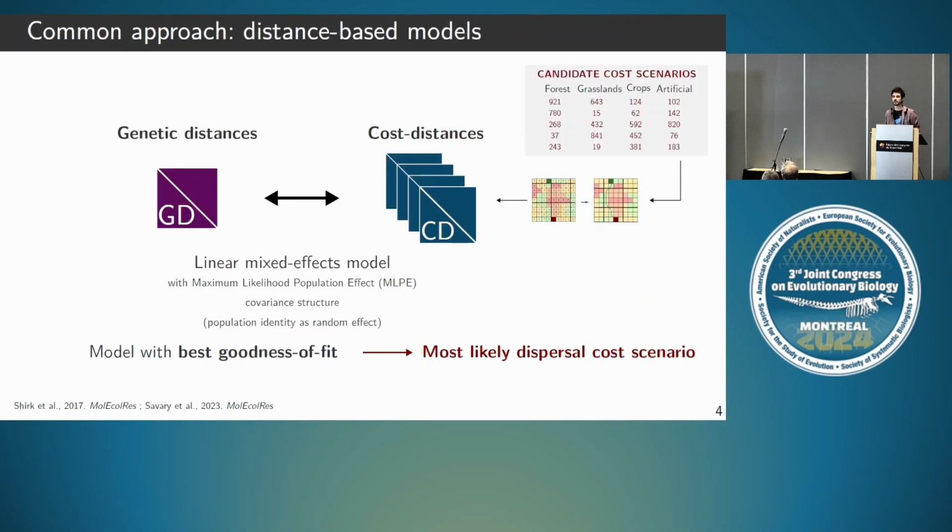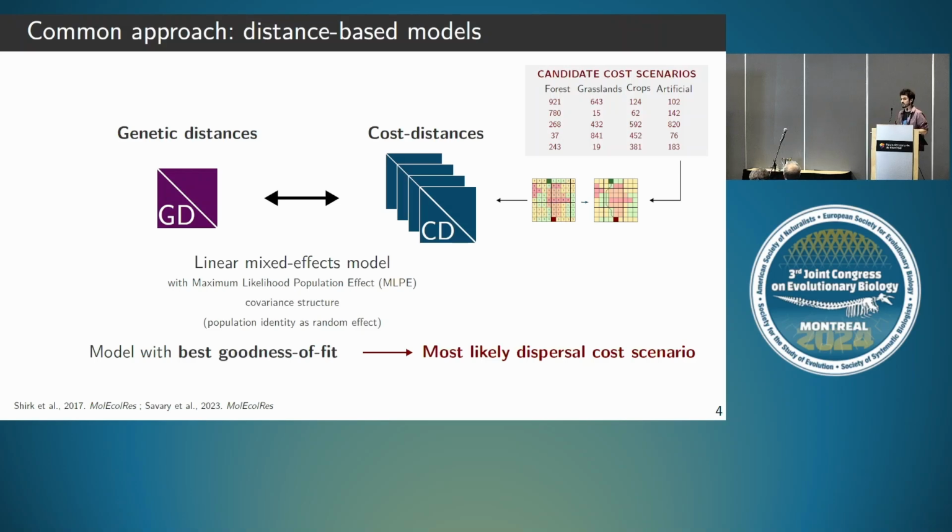So for doing that, we commonly use distance-based models. They fit a statistical relationship between two matrices, a genetic distance matrix and a cost distance matrix. And for that, we use linear mixed models, having a population-level random effect to account for the lack of independence inherent to pairwise data. And we do that for several pairs of distance matrices because we will test different candidate cost scenarios, until we identify the cost scenario bringing the best statistical fit. And we'll assume it's the one reflecting best reality.